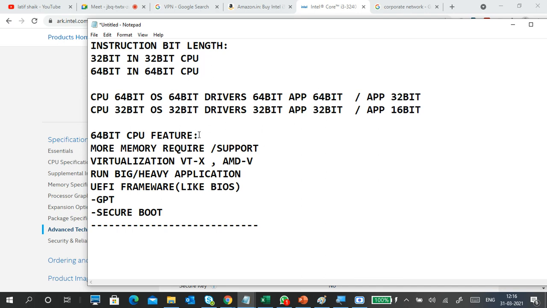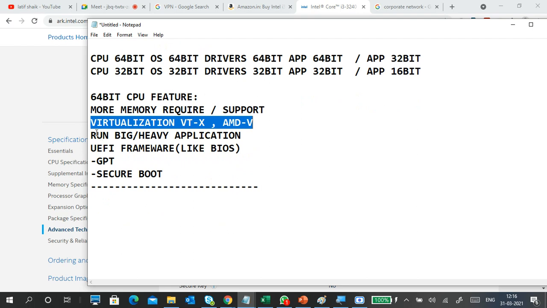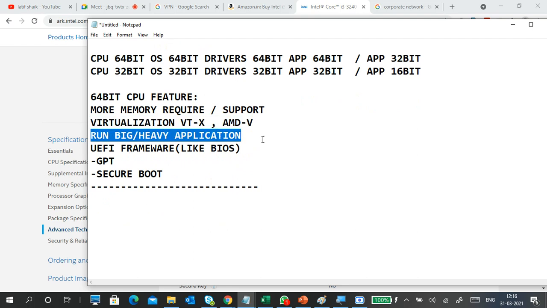A 64-bit processor is recommended. Why? Because it supports a lot of things. It supports more memory, and more memory is required for functioning. It also supports virtualization, which is a very key feature nowadays in our system. So it can run big and heavy applications in our system.